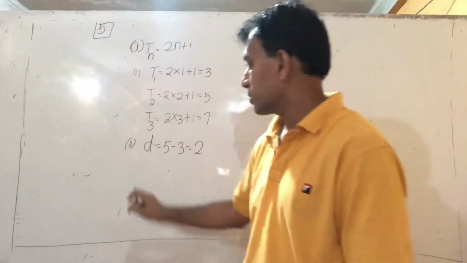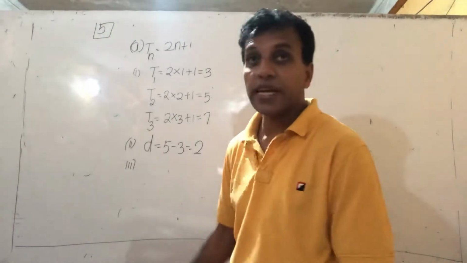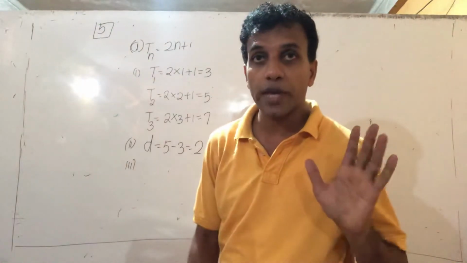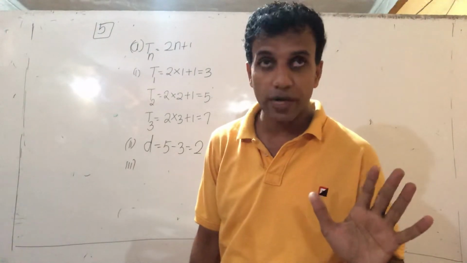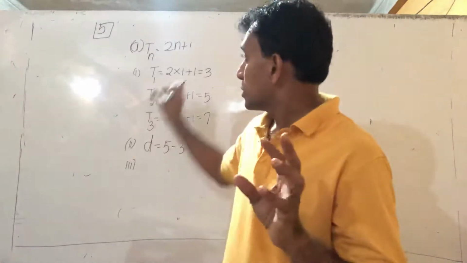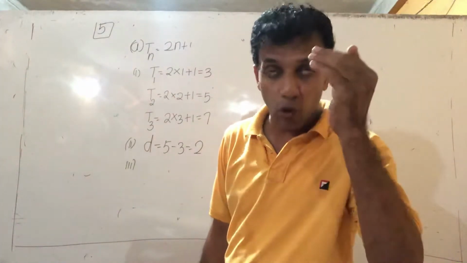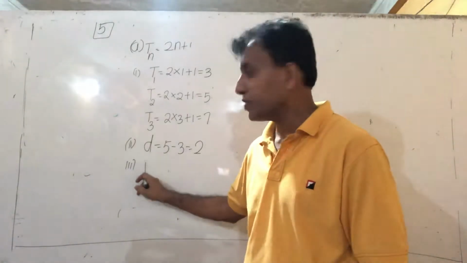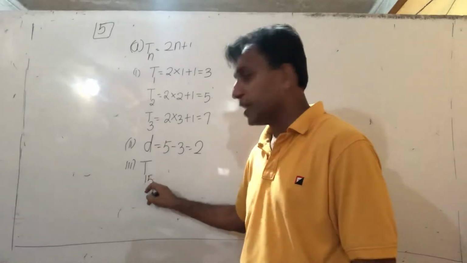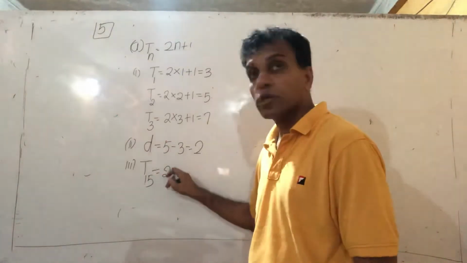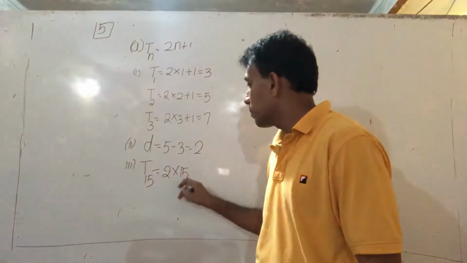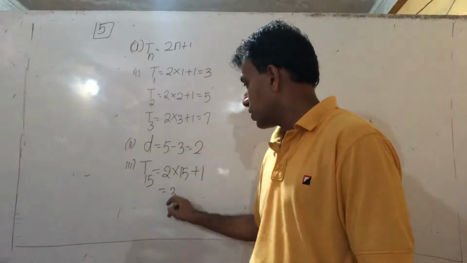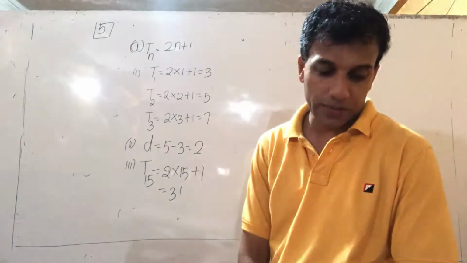Next, the third part: find the 15th term. Using the same form, don't use Tn equals a plus n minus 1 into d. Once they give the nth term formula, you follow the same formula until the last. Now for the 15th term, put n equal to 15. T15 equals 2 times 15 plus 1, which is 31. That is the first question, first part.